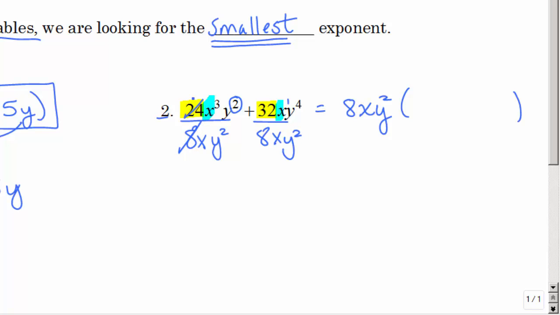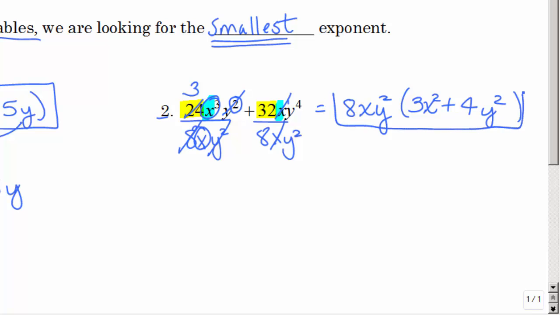So 8 goes into 24 3 times. X cubed divided by x is x squared, and then those would reduce. Then 32 divided by 8 is positive 4. The x is reduced to 1, and that would leave me y squared. So again, factoring is dividing.